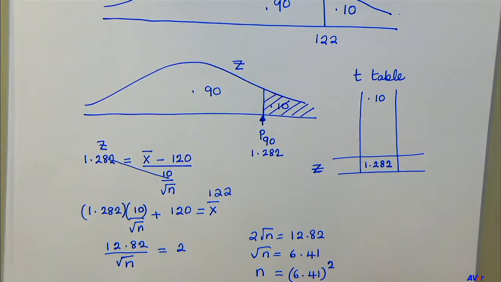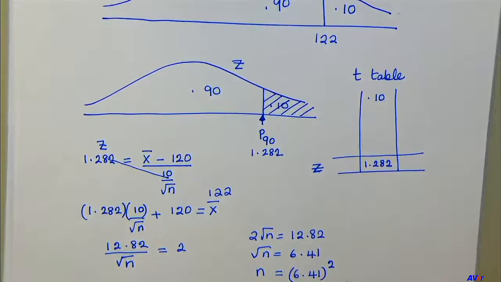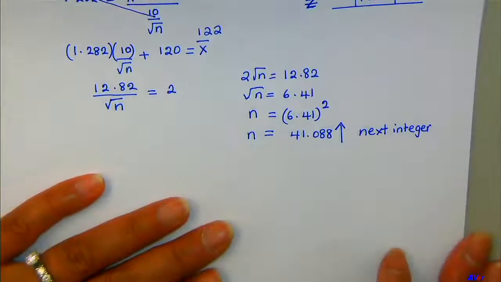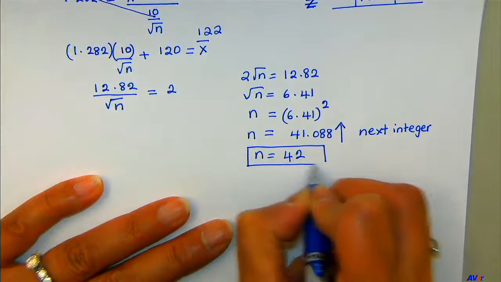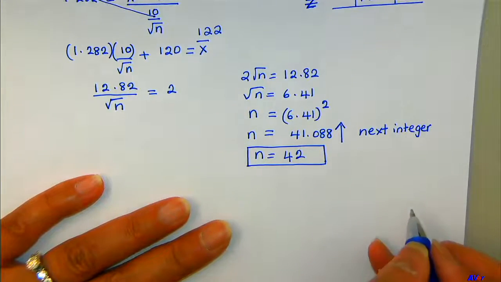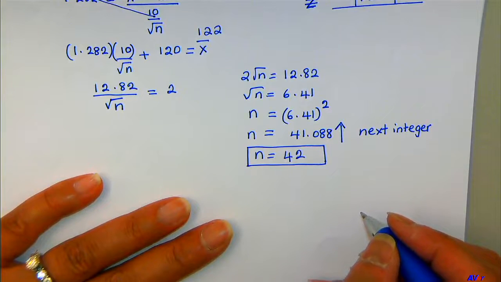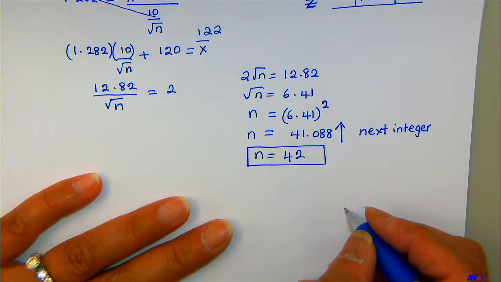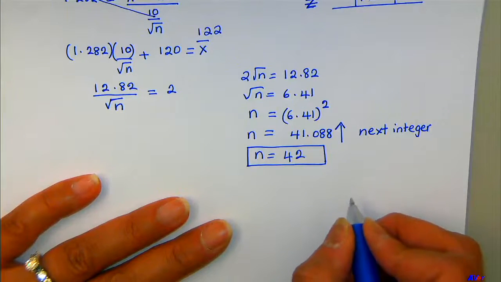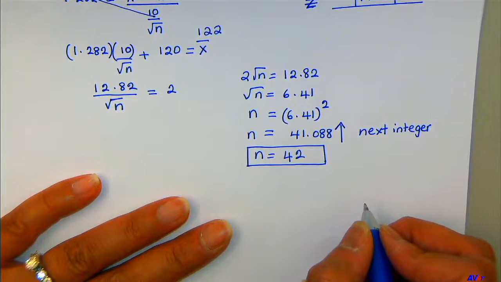Check that. Check me, guys. 41.0881. Okay. And therefore, I can't leave it as non-integer, round up to the next integer, because this is a sample size, they don't come in non-integer values. So this would be n equals 42. So for this one, you actually have to understand what's going on. You cannot just stick it in your calculator and go inverse norm or something like that, because the unknown here is n. So you have to solve.